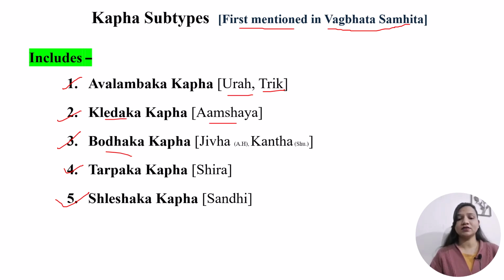Bodhaka Kapha resides in Jivha according to Acharya Vagbhat mentioned in Ashtangridaya Sahita, and in Kantha according to Acharya Sushruta. So Acharya Vagbhat only gave one location for Bodhaka Kapha, that is Jivha, but Acharya Sushruta gave Jivha as well as Kantha as the location of Bodhaka Kapha. Next one is Tarpaka Kapha. Tarpaka Kapha resides in Shira and Shleshaka Kapha resides in Sandhi region. So now we'll be discussing each type one by one.